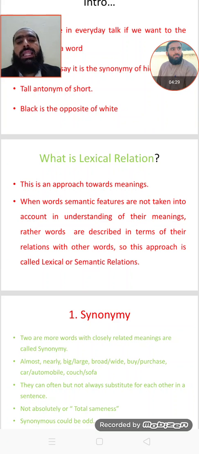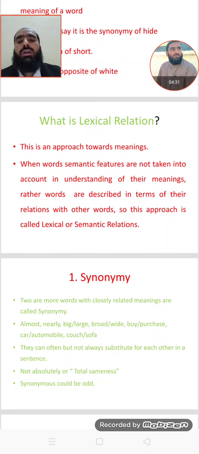So now, what is lexical relation? This is an approach towards meanings. Again, dear students, remember we are studying words under the umbrella of semantics. Our main concern is with the meaning of words, so this is also one of the approaches towards meanings. To know meanings, we are doing these things.